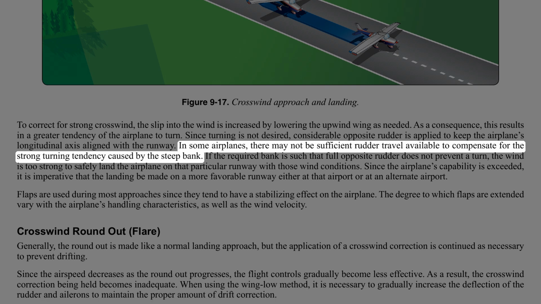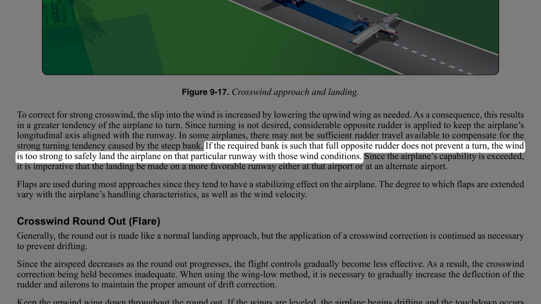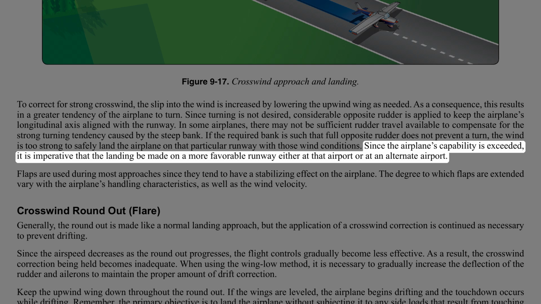In some airplanes, there may not be sufficient rudder travel available to compensate for the strong turning tendency caused by the steep bank. If the required bank is such that full opposite rudder does not prevent a turn, the wind is too strong to safely land the airplane on that particular runway with those wind conditions. Since the airplane's capability is exceeded, it is imperative that the landing be made on a more favorable runway either at that airport or at an alternate airport.